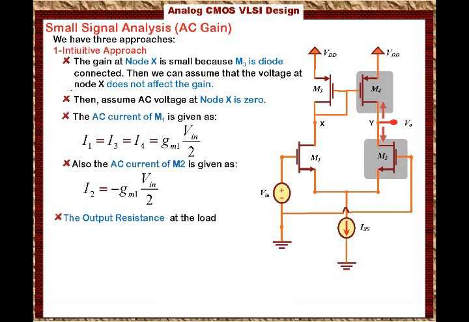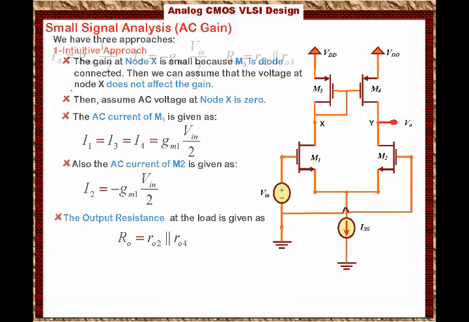So we know that the top output resistance is ro4 and the bottom output resistance can be ro2. In fact, it will be ro2 in series with 1 over gm1, but ro2 is much bigger than 1 over gm1, so we're going to say ro2 at the bottom and ro4 at the top. They will be in parallel. Then we can state that Ro equals ro2 in parallel with ro4.